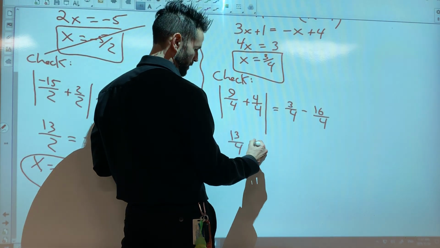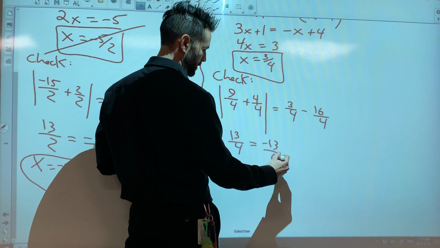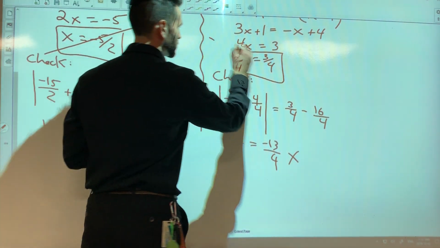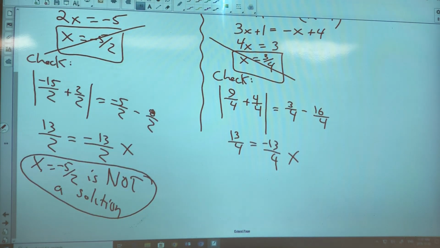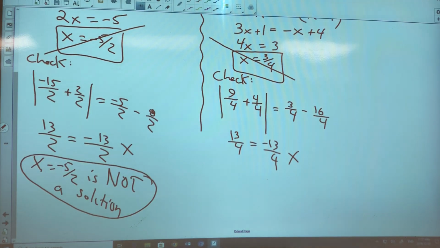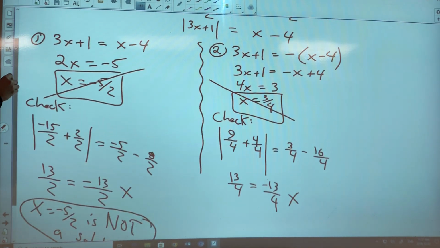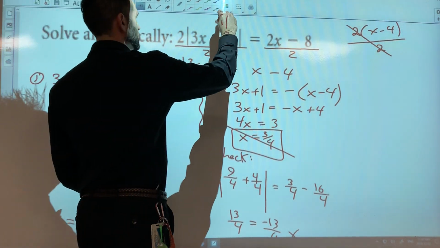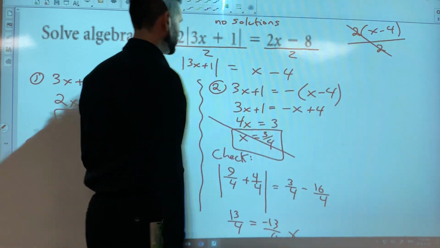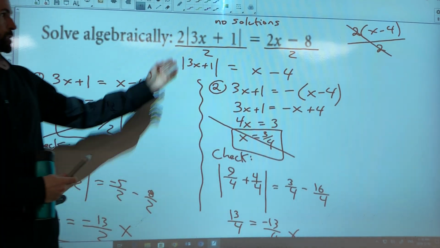Over here, though, you get negative 13 over 4. So that doesn't work. So that means that this is not a solution, so you can just cross it off. When you cross it off, make sure it's still legible, like you can still see what it was. But so, final answer, there's no solutions. What does it mean? It means that these two graphs never touch.